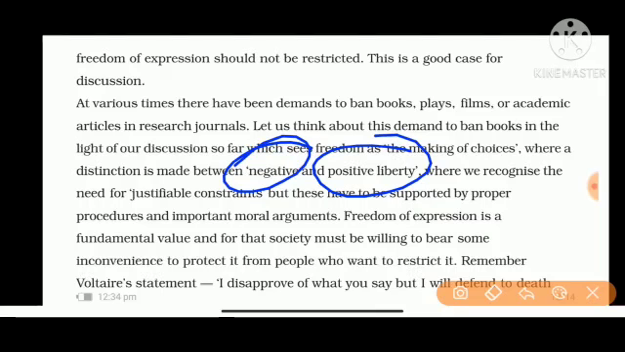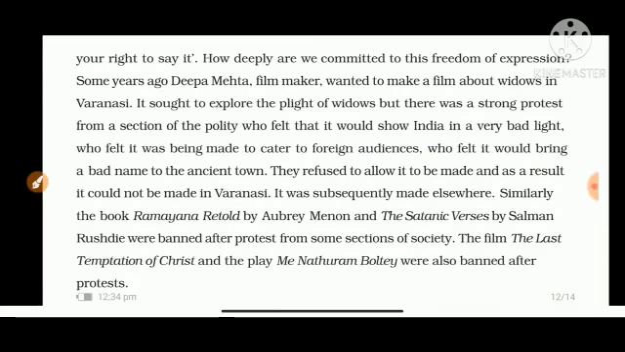Remember Voltaire's statement: I disapprove of what you say, but I will defend to death your right to say it. Though you would be saying something with which I may disagree, if it is your right to speak, I will fight for that right of yours. You have the right to speak whether someone agrees with it or not, and if you have the right, you should speak. This Voltaire had said. How deeply are we committed to this freedom of expression?